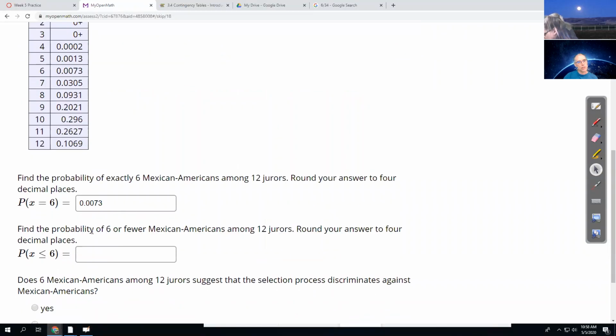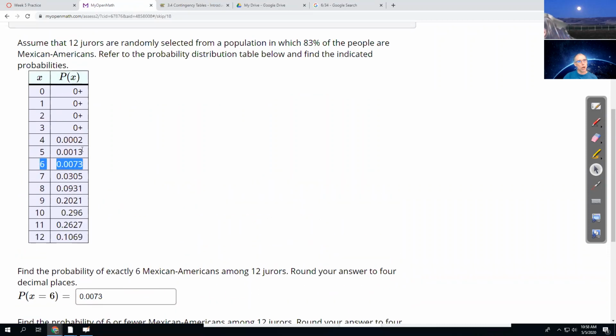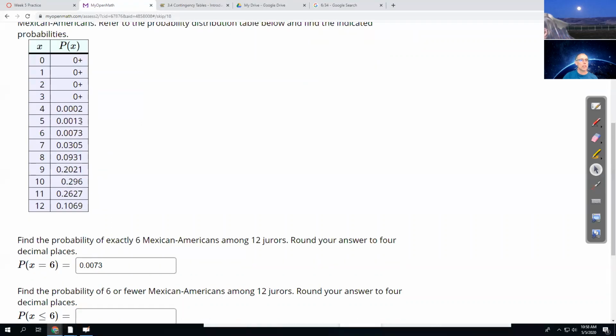The next one says find the probability of 6 or fewer. So that means I have to add up all of these numbers back there. The 0 plus means it's not quite 0, but the decimals were so far out it was hardly measurable. So I would just add the 0.0073 to the 0.013 to the 0.002, and that's going to be 0.0088 for that one right there.